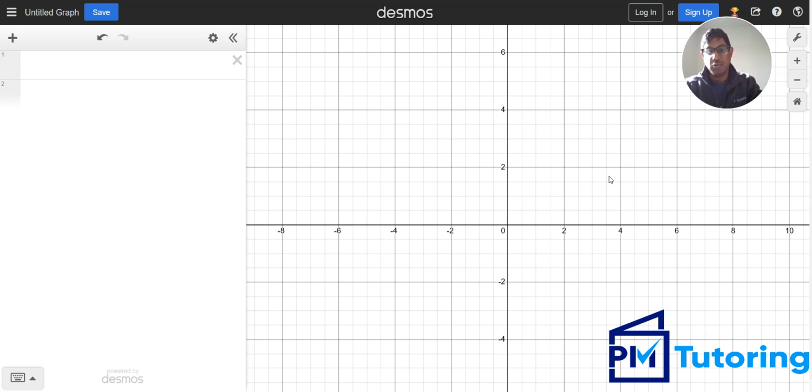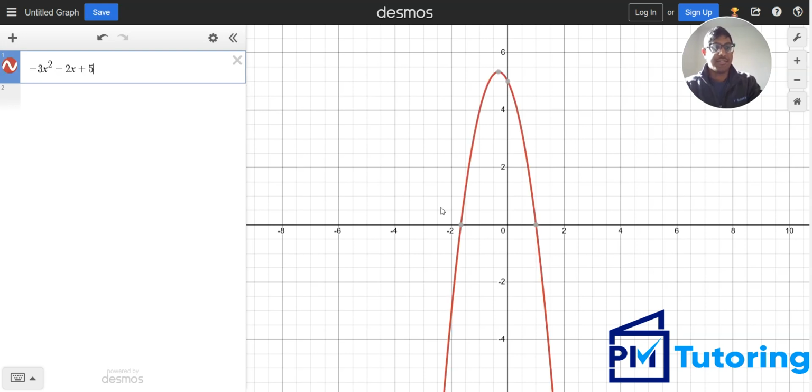There are a couple of key points that are included and clickable and labeled anytime you graph a function. So let's throw down the function negative 3x squared minus 2x plus 5. Notice that there's a couple of these gray points over here. Those will represent your x-intercepts when available, y-intercept, and if applicable, your min or max.